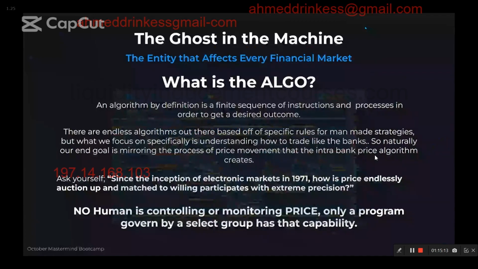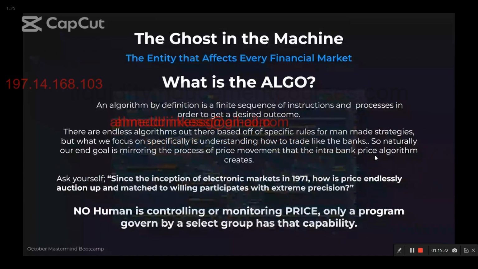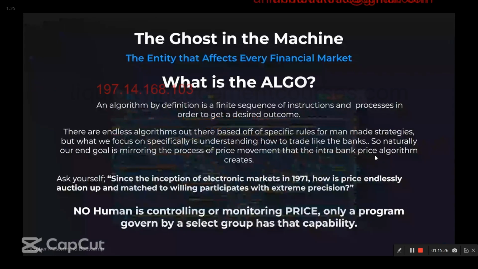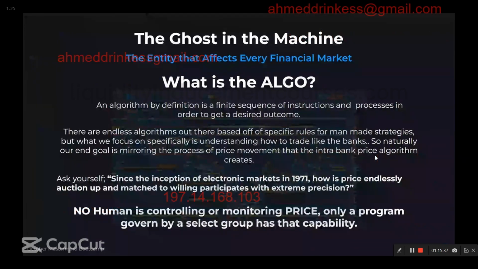Obviously, there's other matters at hand, because we need to understand that no human is controlling or monitoring price. No one is. It's all automated by algorithms, and only a program governed by a select group has that capability, that unconscious automatic processing down to the decasecond. Not only is it not emotional, but it's all based off of specific rules, all based on liquidity, right?